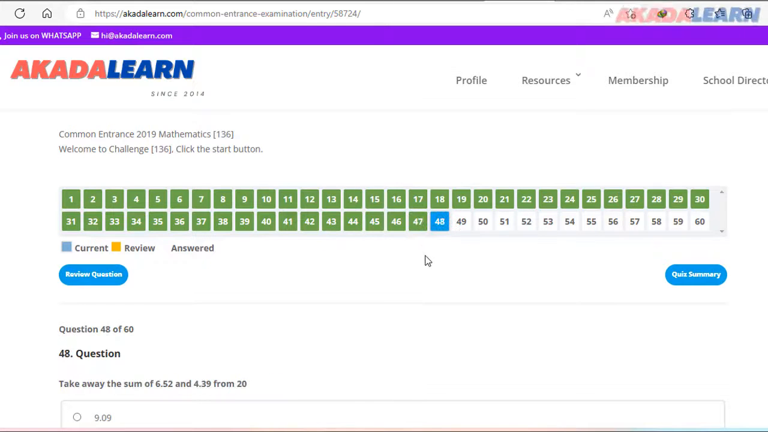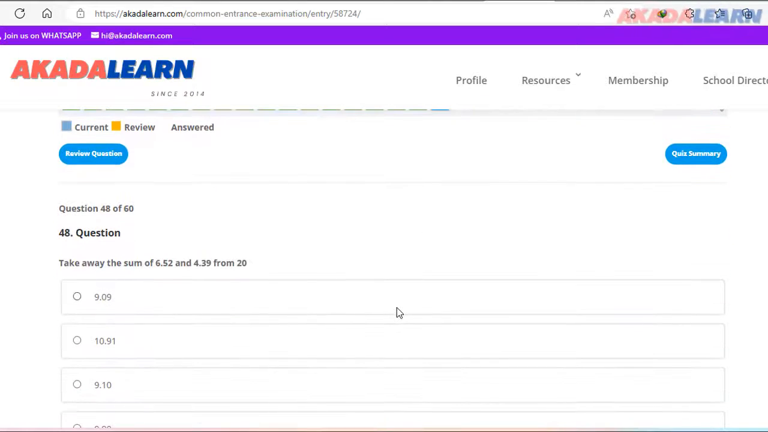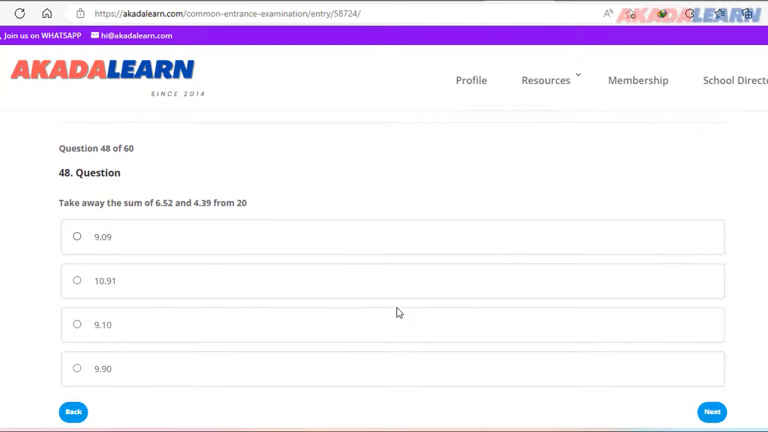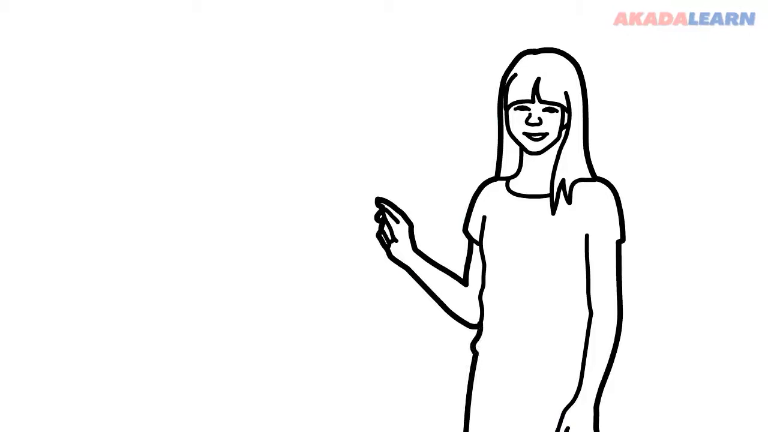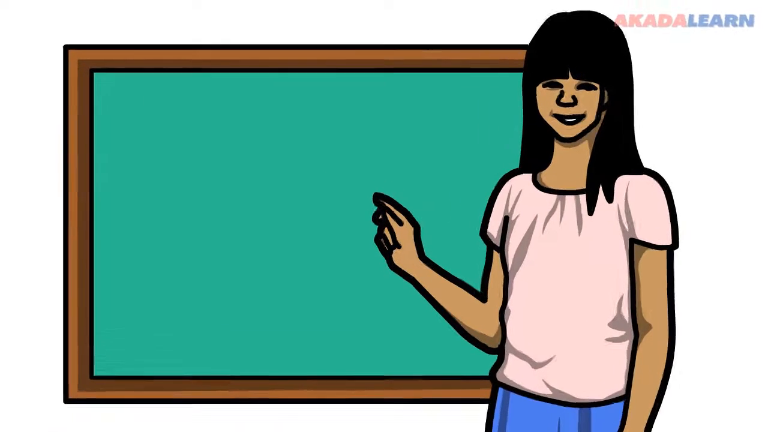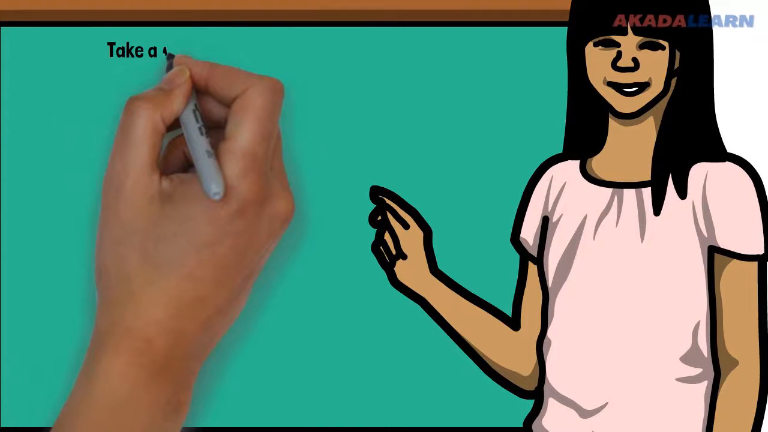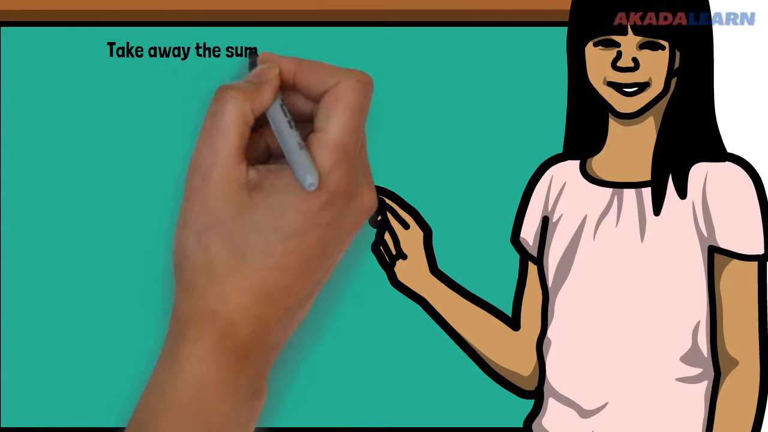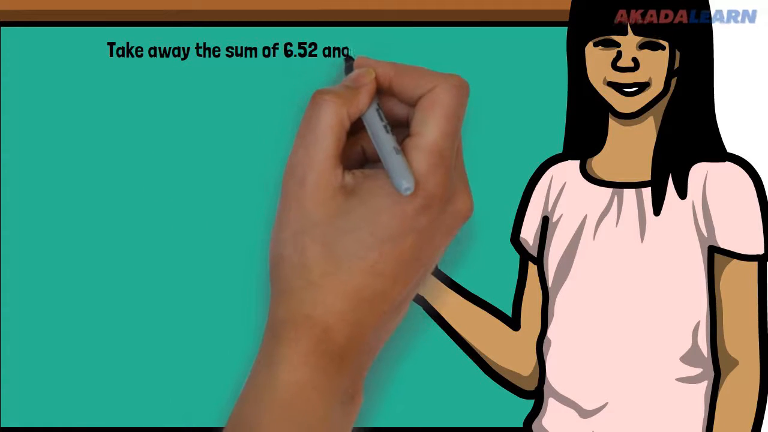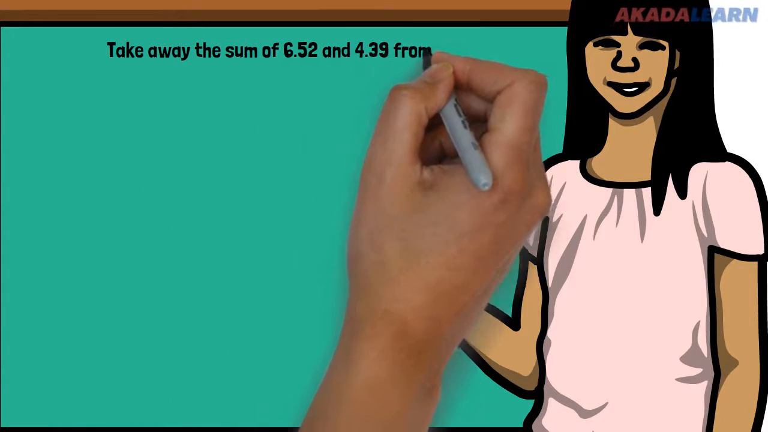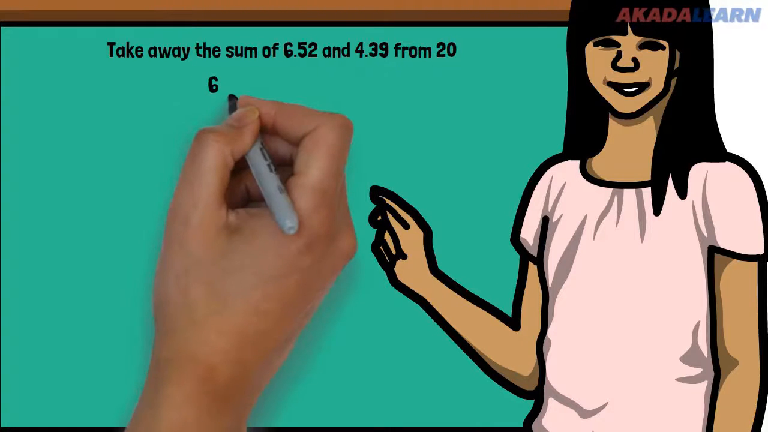Question 48. Take away the sum of 6.52 and 4.39 from 20. Alright, so let's look at our video and see how we solve that problem. Alright, let's begin this one. So, take away the sum of 6.52 and 4.39 from 20.